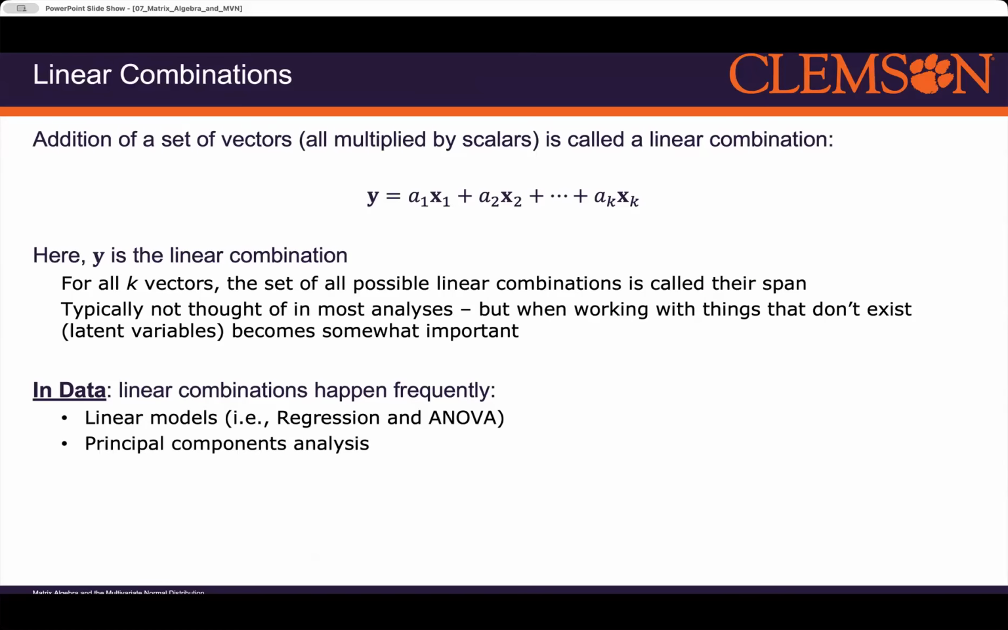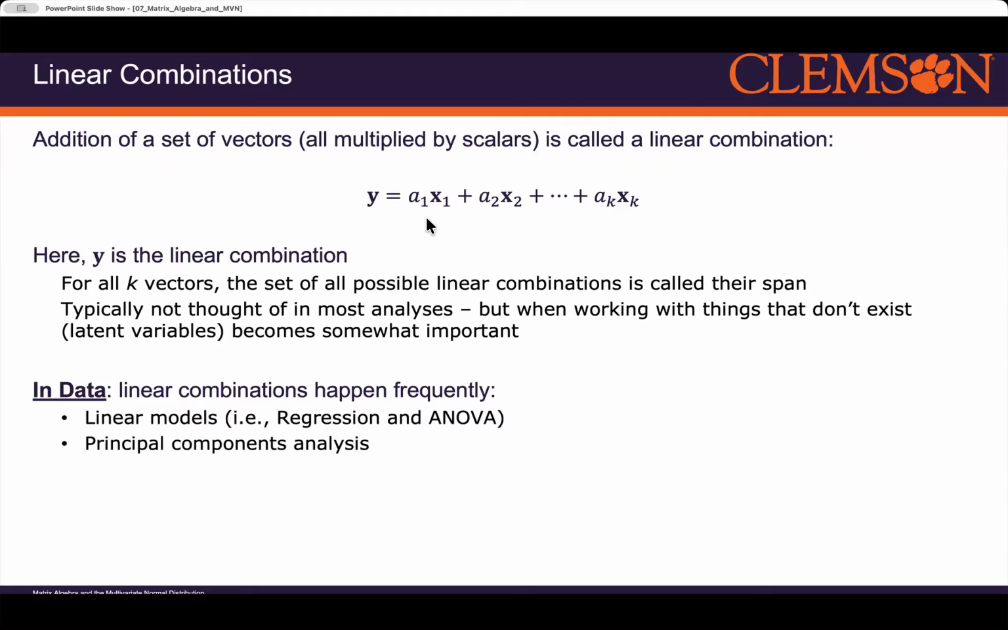So that brings us to another important concept, the idea of linear combinations. We've talked about linear combinations in the context of linear models, saying that the predicted value on the right-hand side is a linear combination of regression coefficients times variables. Or we've also talked about it saying, what is our simple slope? Or what is the interaction term? Or how does the interaction change the main effect? Well, that's also a linear combination. Technically speaking, addition of a set of vectors, all multiplied by scalars, is called a linear combination.